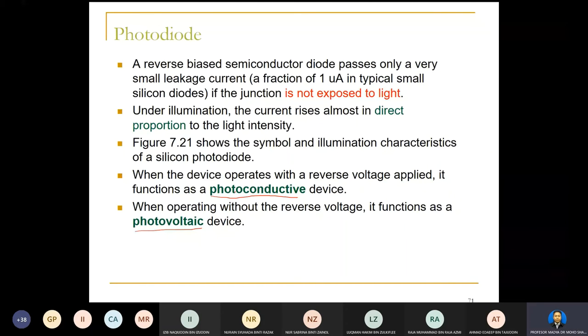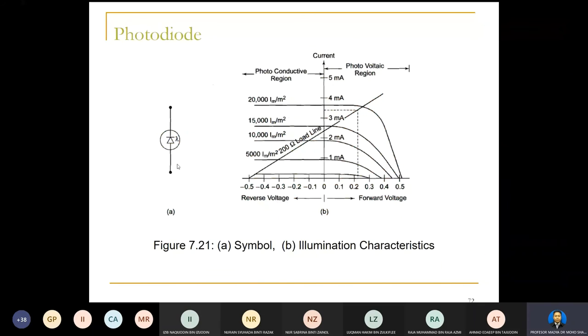Okay, so this is the symbol for photodiode. Actually maybe in some of them we have the symbol of the light. Okay, and then these are the illumination characteristics. You can see this one for reverse voltage and this one for forward voltage. So for reverse we have the conductive region and for the forward we have the voltage region. Okay, so this is actually a type of photodiode.